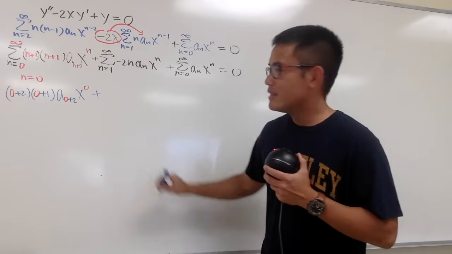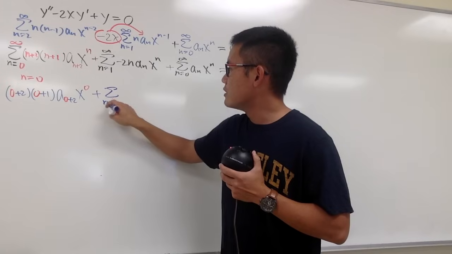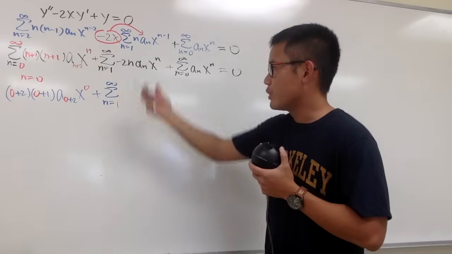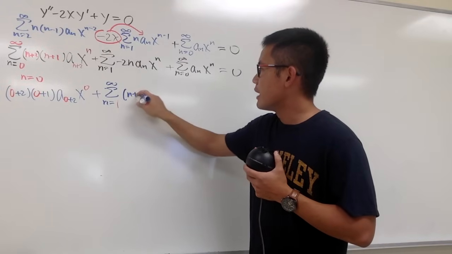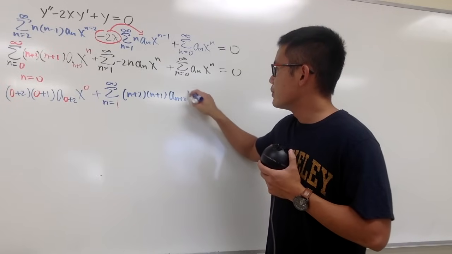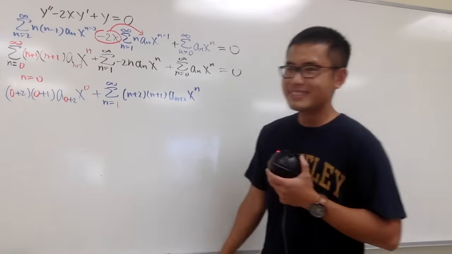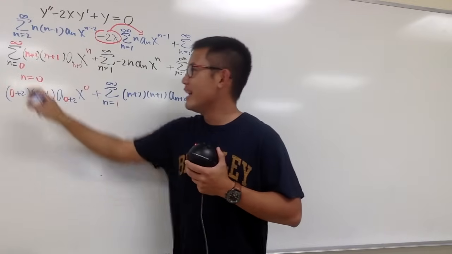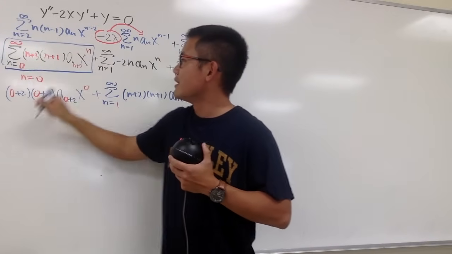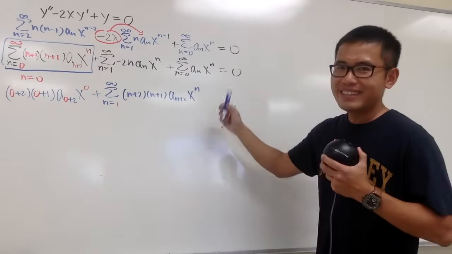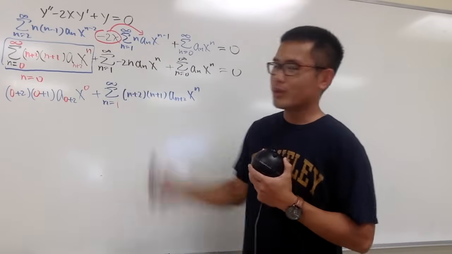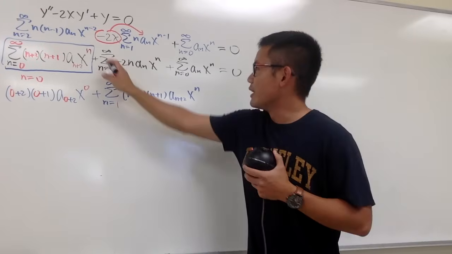All this is the same as saying the summation when n starts with 1 to infinity of n plus 2, n plus 1, a n plus 2, x to the n's power. So all this is still the same as that, and let me box that. This right here is all this. And for the middle term, n is equal to 1 already, so I don't have to fix that. So let me write this down again.